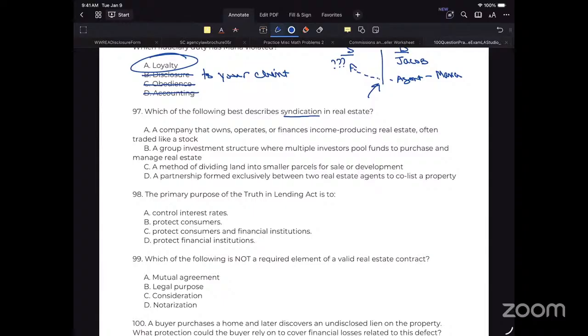Okay, next question, 97. Which of the following describes syndication in real estate? So I don't even know. Did any of you really learn about the word syndication in your real estate classes? Like I don't even know if that's something that you learned about. Whether you are on Zoom or on YouTube, put in the chat, has anybody been taught about syndication? I wouldn't have thought that you were. Anybody? No, Maria has not. Okay. All right. Anybody else?